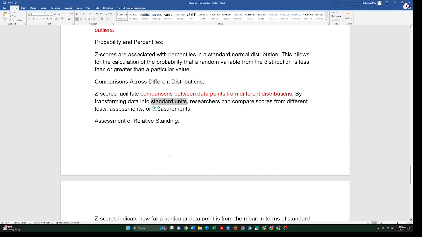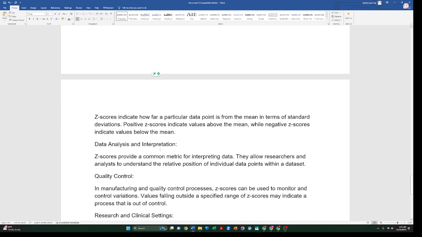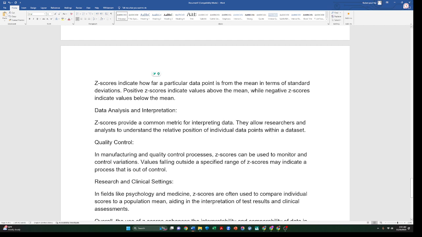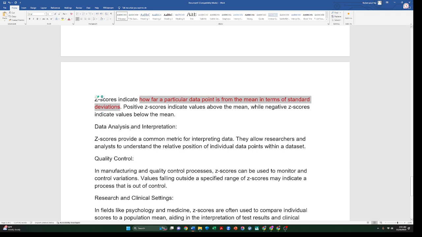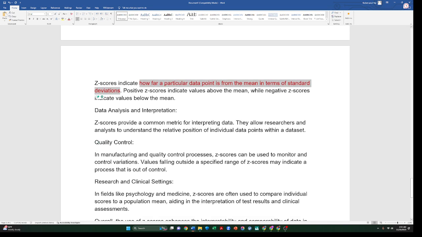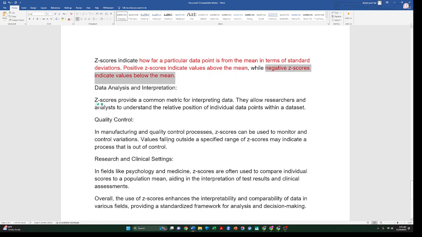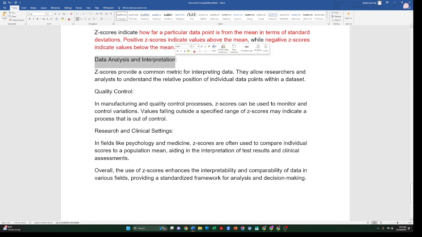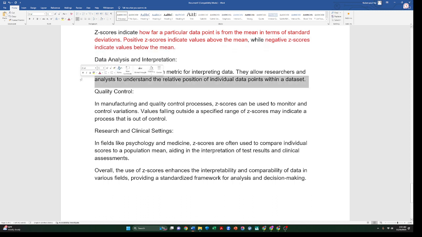Assessment of relative standing. These scores indicate how far a particular data point is from the mean in terms of standard deviation. Positive z-scores indicate the value is above the mean, while negative z-scores indicate the value is below the mean. So remember that. Another is data analysis and interpretation.